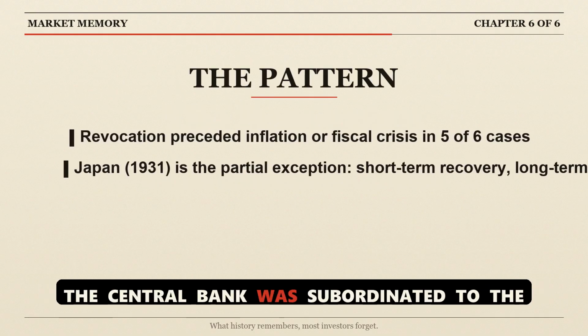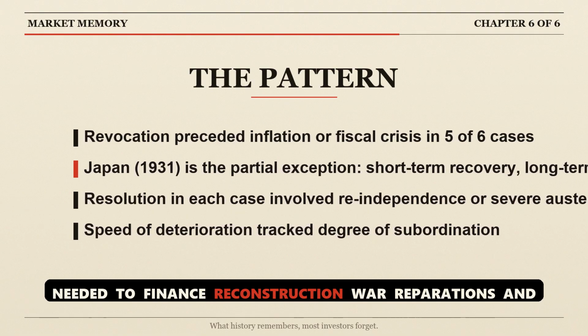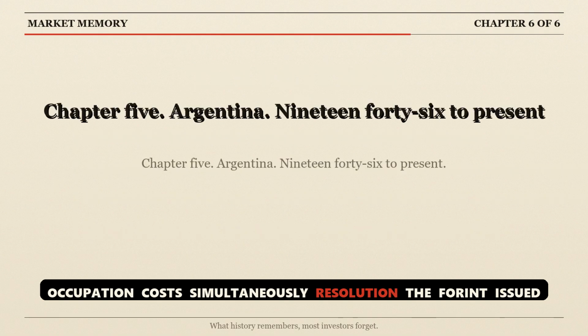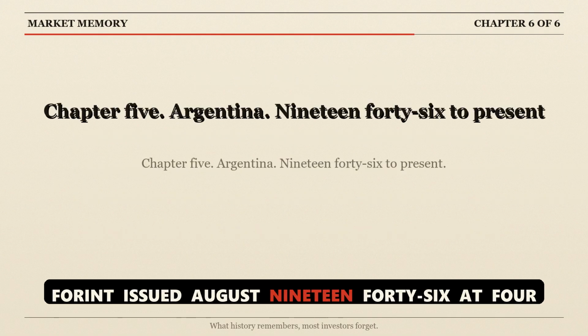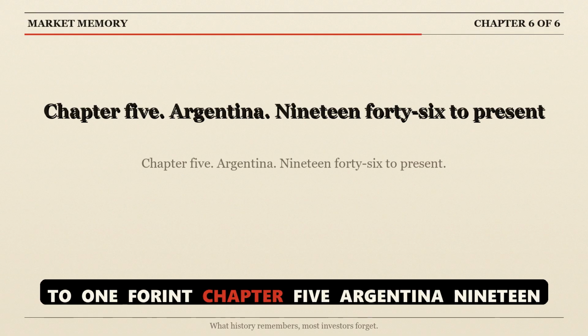The central bank was subordinated to the post-war provisional government, which needed to finance reconstruction, war reparations, and occupation costs simultaneously. Resolution, the forint, issued August 1946 at 400,000 quadrillion pengas to 1 forint.